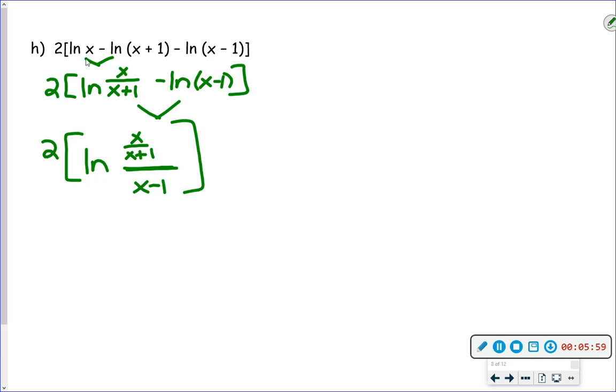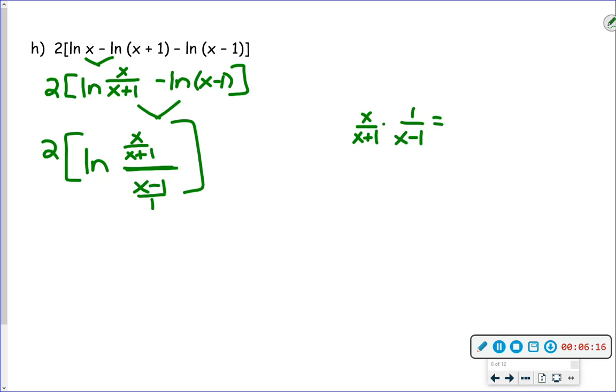fraction within a fraction, a complex fraction. So I am going to simplify it. I'm going to do this off to the side. So I have x over x plus 1. Now remember, when we divide a fraction, we multiply by the reciprocal. So I'm going to reverse that denominator, 1 over x minus 1.